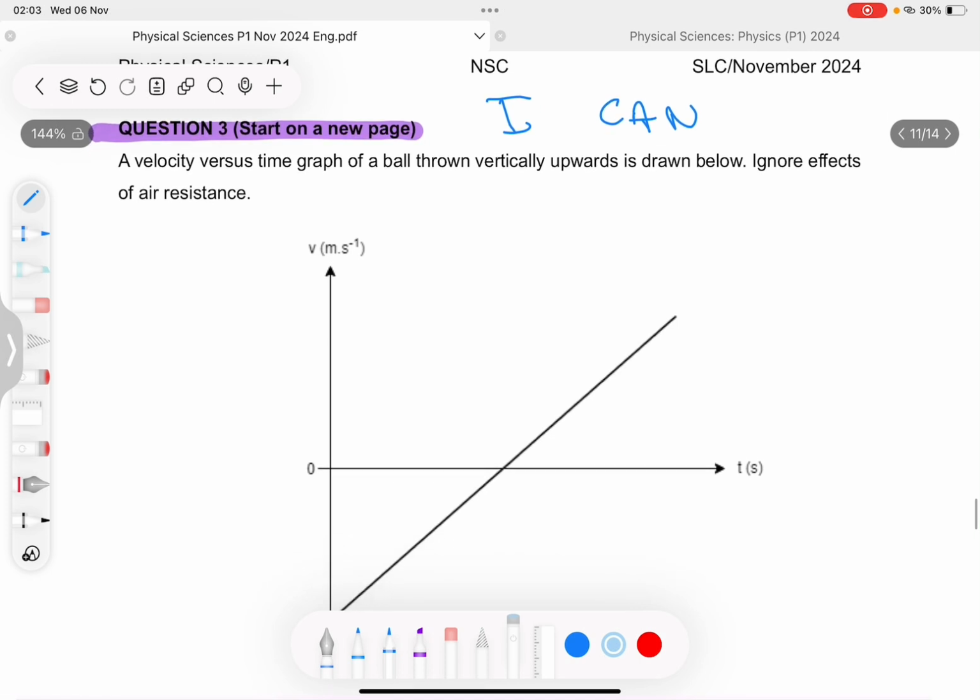Let's begin with our problem interpretation. The problem reads as follows. They say a velocity versus time graph of a ball thrown vertically upwards is drawn below. Then they come and say ignore effects of air resistance.